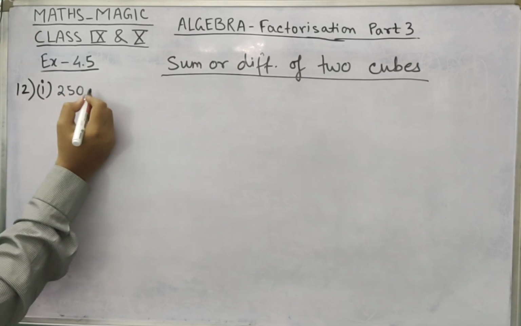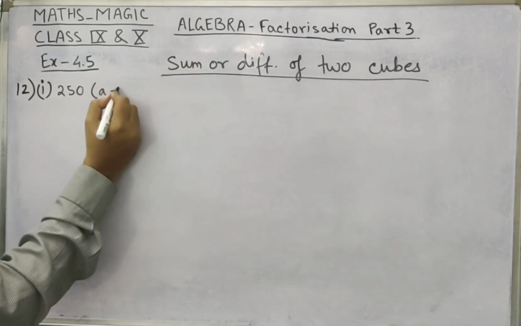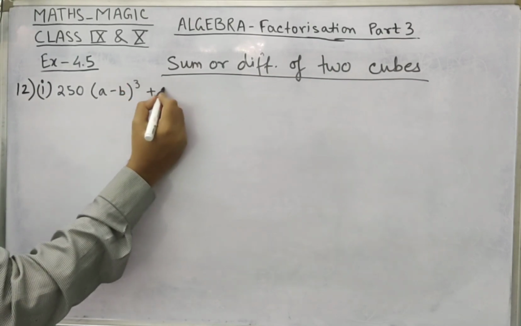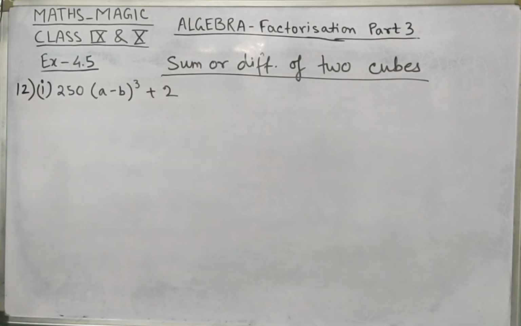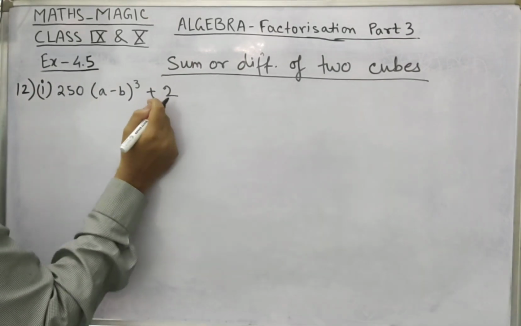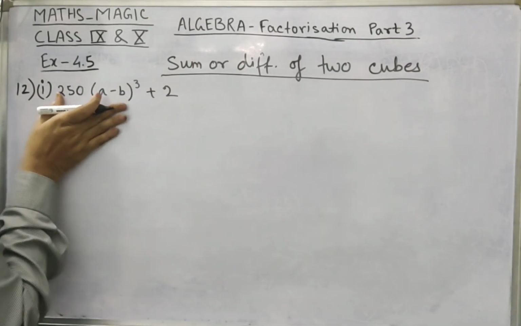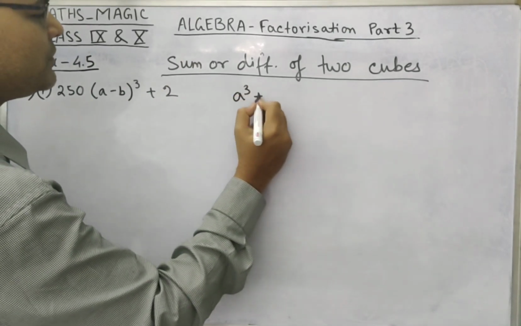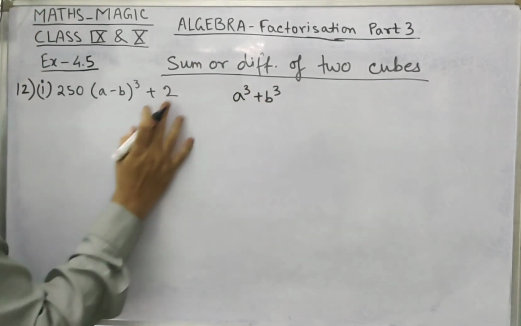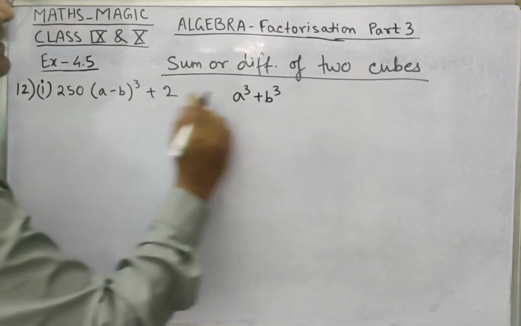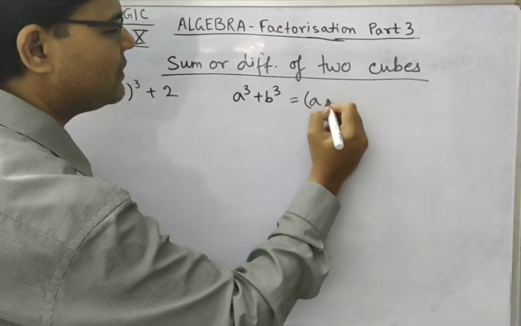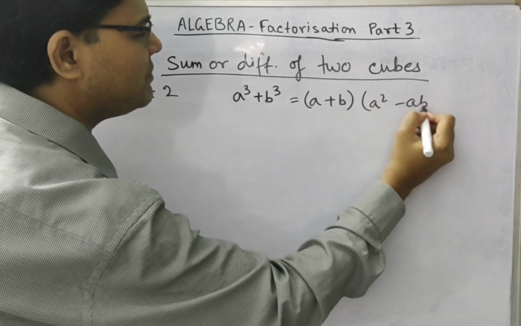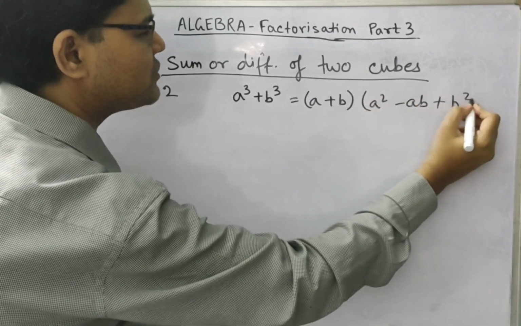Sum number 12, part 1. 250(a minus b) whole cube plus 2. Now there is a plus sign, so this whole thing is a single term, plus 2. You know the formula? A cube plus B cube. This is what we are going to apply because of this plus sign here. A plus B, A square minus AB plus B square.